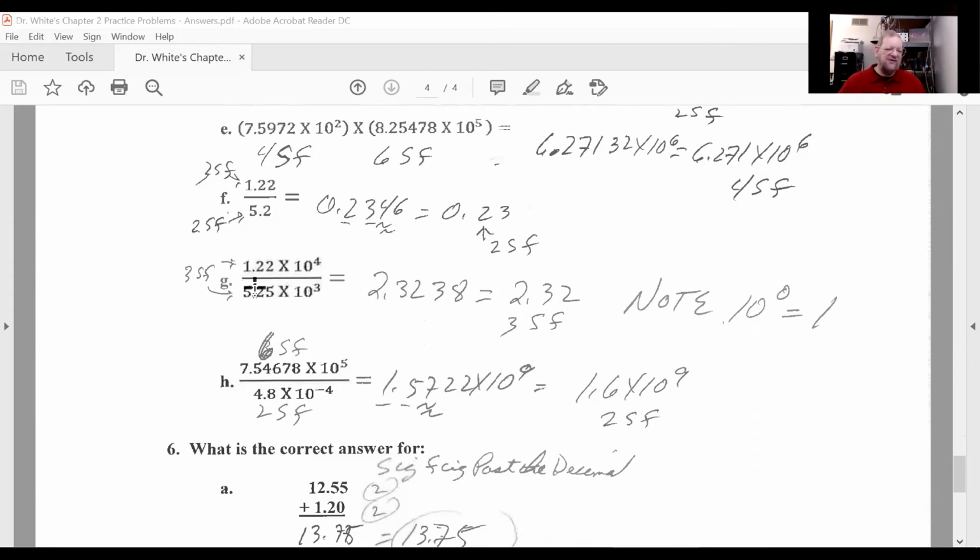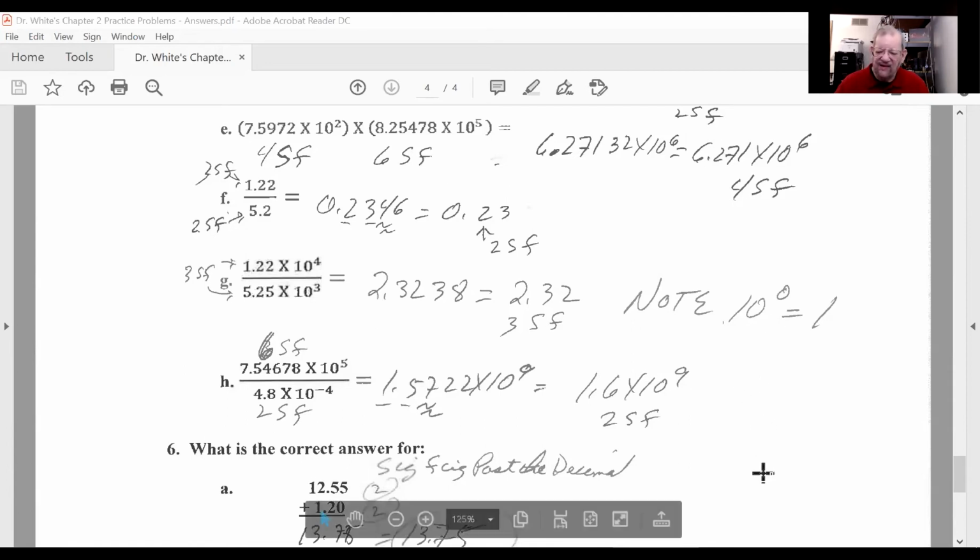Now, let's go back to G. If you did this on your calculator, you might see something like 2.3238, and I didn't put it down here, times 10 to the 0. Whenever you see 10 to the 0, that's really the number 1. So anything times 10 to the 0 is that number. I'll say that again. Whenever you see 10 to the 0, I'll get that question in a second, or I'll get to it.